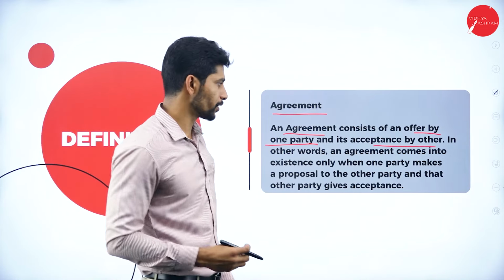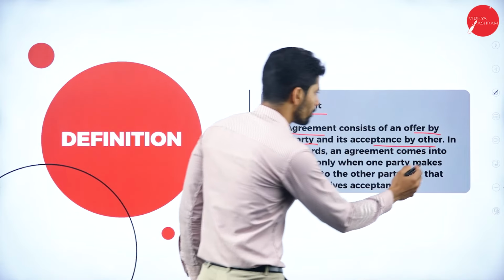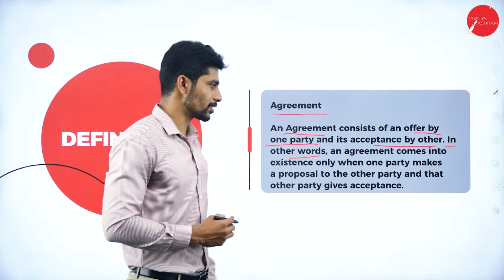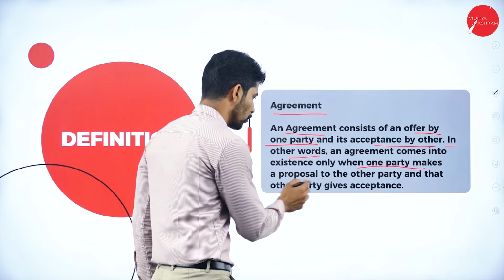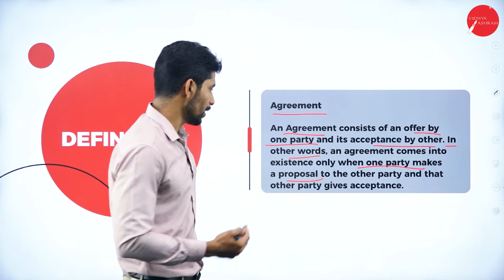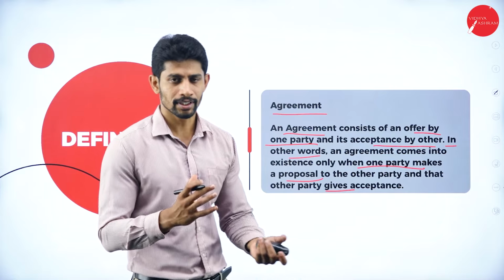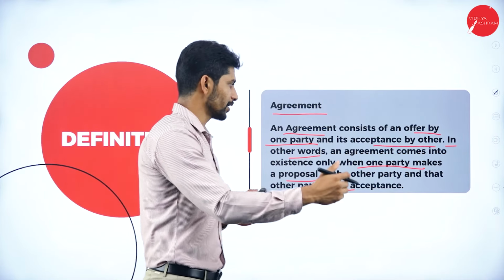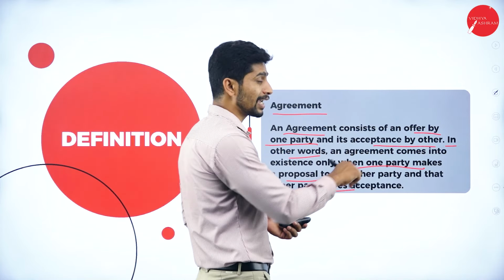So one party is going to give the consent and the other party is going to offer. In other words, an agreement comes into existence only when one party makes a proposal to the other party and that other party gives the acceptance. Yes, the first thing is, in an agreement there should be two parties. One party should be offering and another party should be accepting. In other words, an agreement comes into force.